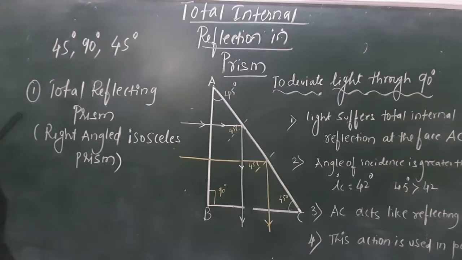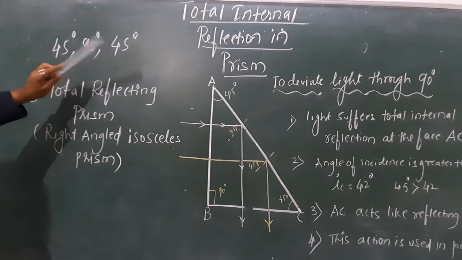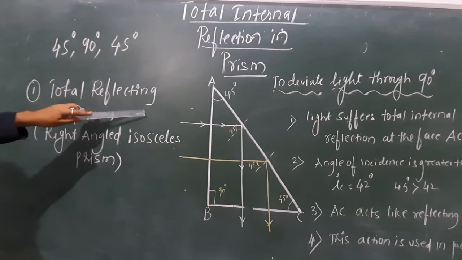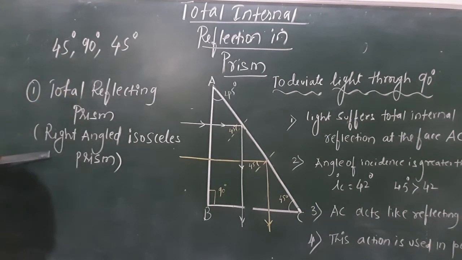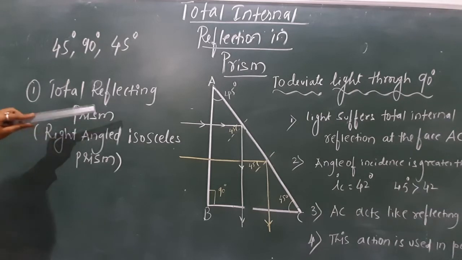The first prism we take has angles 45, 90, 45 in combination. This prism is also called a total reflecting prism. By its construction it is called a right angled isosceles prism, because it totally reflects the ray of light which enters into it. So it is also called a total reflecting prism.